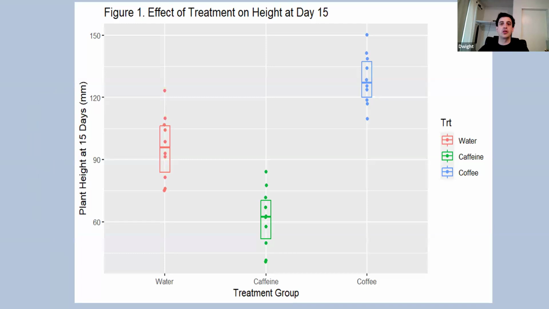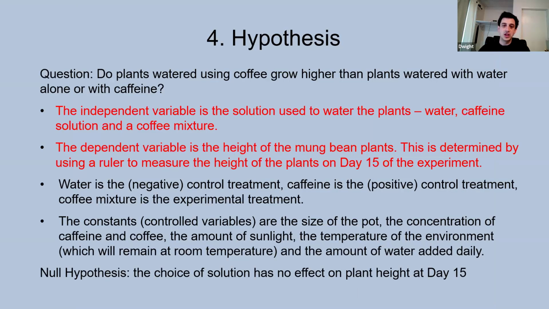Let's start by looking at a larger version of the graph of the observed data. How do we know what to graph? We should be graphing the association between our independent and dependent variables as indicated on the hypothesis slide, which we show next. Here we can see in the red highlighted text that the independent variable is the solution used to water the plants, and the dependent variable is the height of the plants at the end of the experiment.